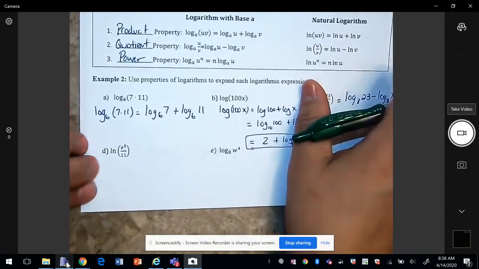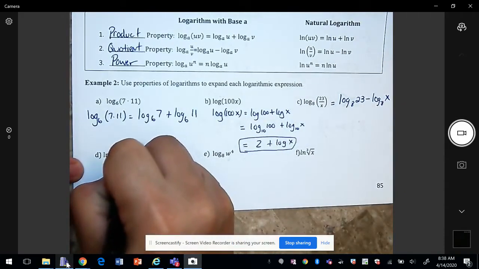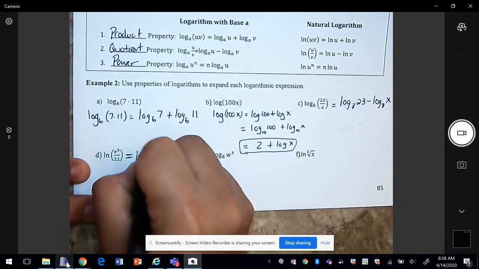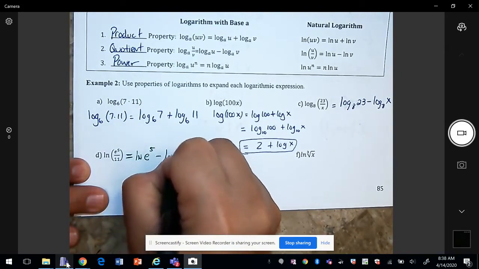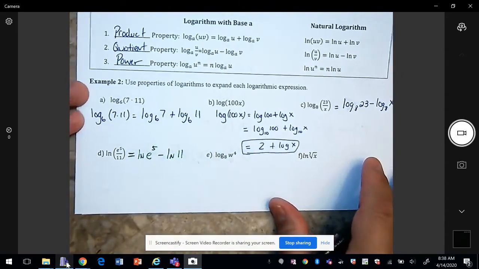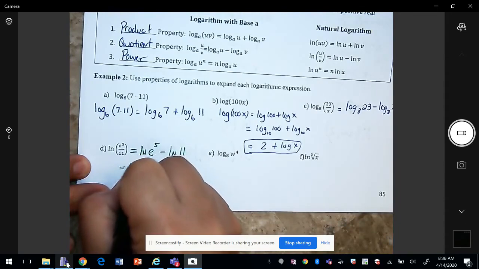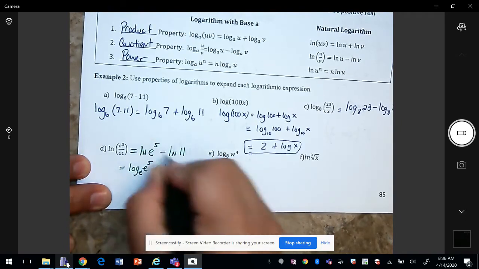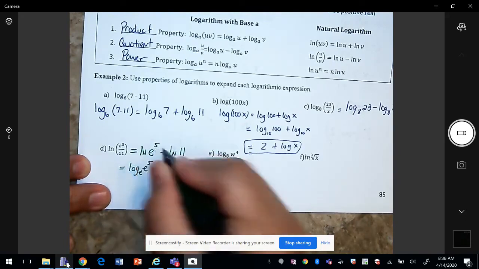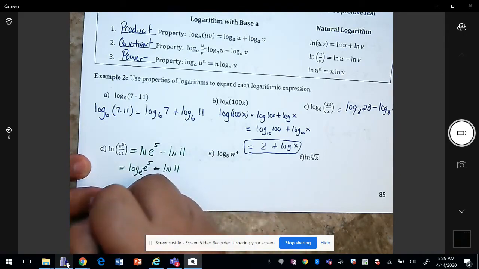So we have log base e of 5 divided by 11. Since this is being divided, we can rewrite this as natural log of e to the 5th minus natural log of 11. In the previous section, we saw that natural log is the same as log base e. So we can rewrite natural log of e raised to the 5th power as log base e of e raised to the 5th power. Since they have the same base, our answer here is just going to be 5.